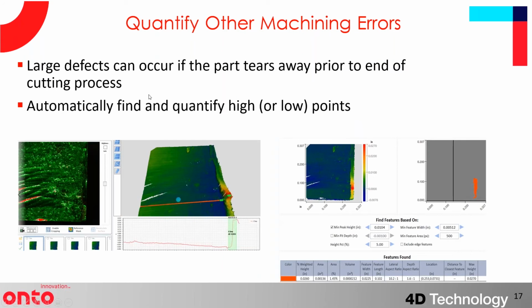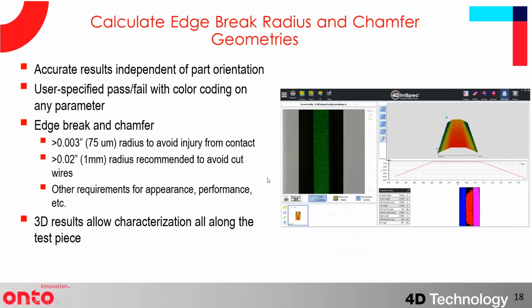And even other machining errors. A lot of times in stamping processes, or sometimes when you're machining, you have multiple processes going on with parts, and you can wind up with tearing or other issues with the part where the second pass of the machine wasn't quite right, or the part actually broke off before the cutting tool was all the way through. And you can even characterize that. So in this case, we have something sticking up about 26 thousandths of an inch. So you know how much needs to be machined away. You can actually characterize that. An edge break and chamfer.